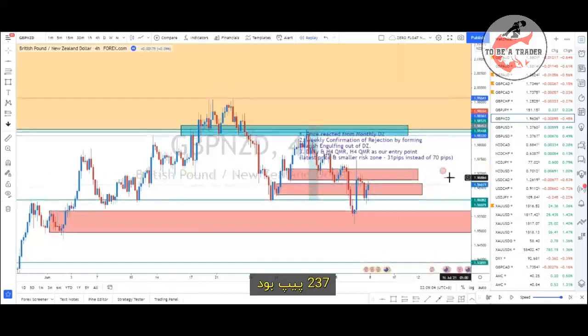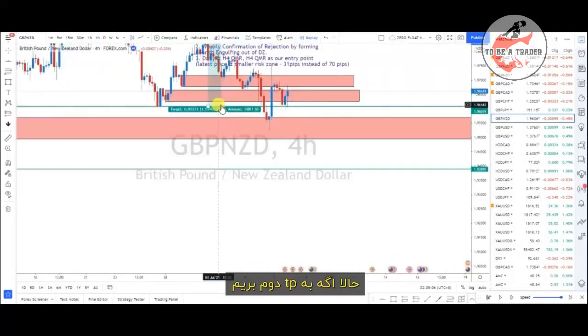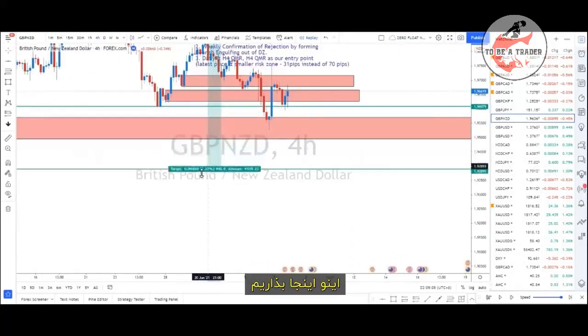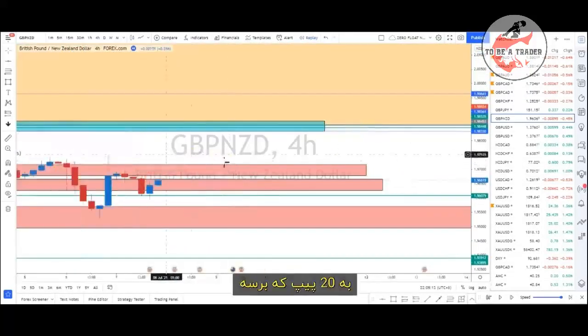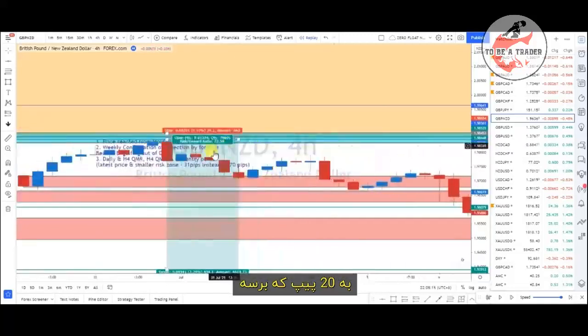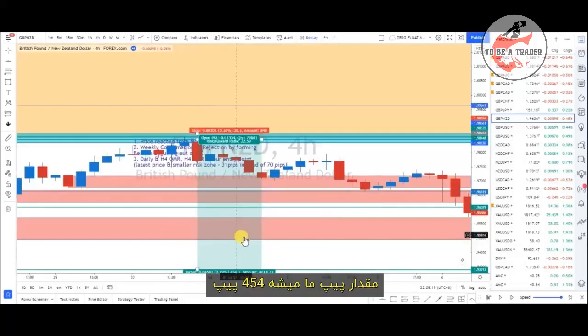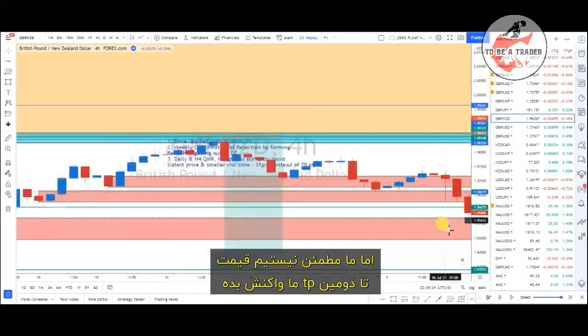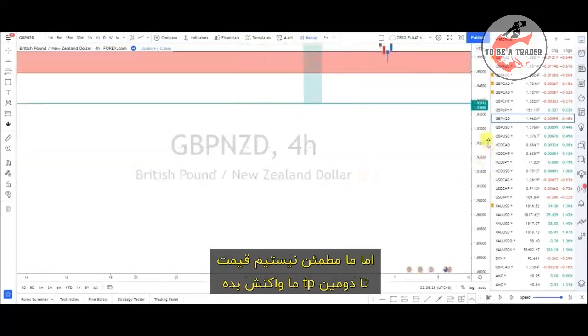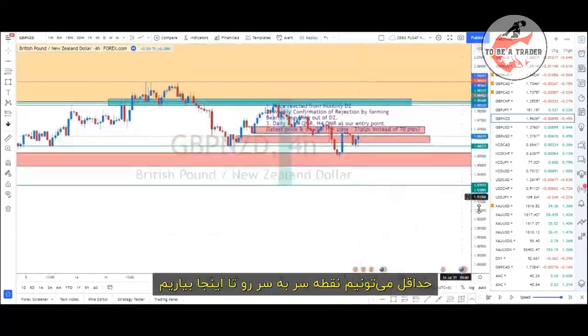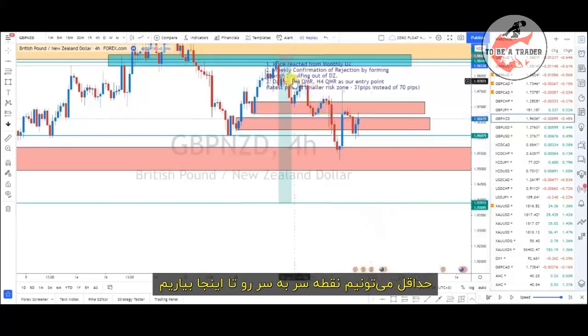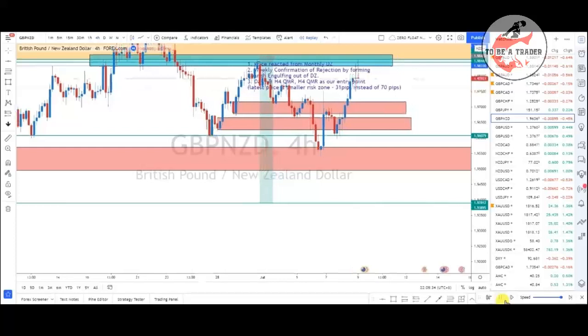237 pips. Okay. Now, if we go for the second TP, let's move it, this one here. This is even ridiculous, guys. You risk 20 pips. Our risk reward ratio will be 22.59. The amount of pips is 454 pips. Okay. But however, we're not sure whether price is going to react all the way to our second TP. At least, guys, we know that we can set our break even. You can set even up to here.